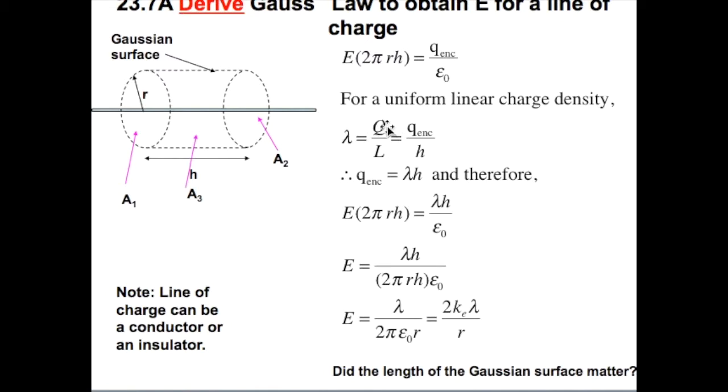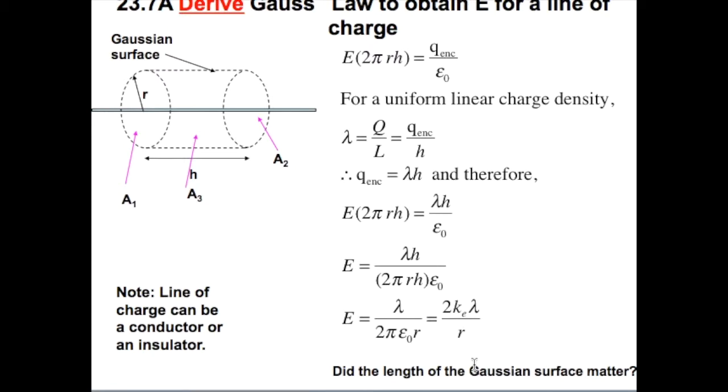Okay, so lambda is big Q over L, and that's equal to Q enclosed over H, right? H is the distance here. And so therefore Q enclosed is just lambda H. And so E times 2 pi RH equals lambda H over epsilon naught. So we divide both sides by the 2 pi RH, we get E equals lambda H over 2 pi RH epsilon naught. We simplify and we move things around. So we've got lambda over 2 pi epsilon naught R, which is also equal to 2k lambda over R.